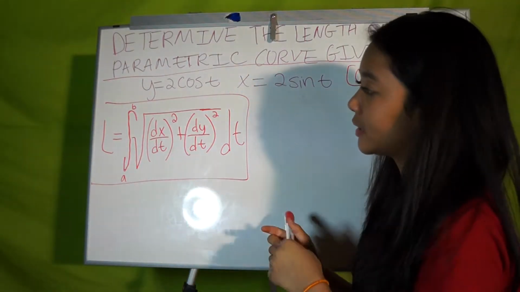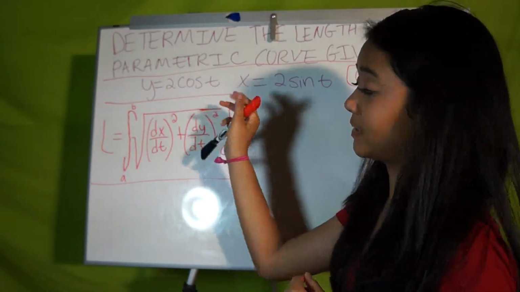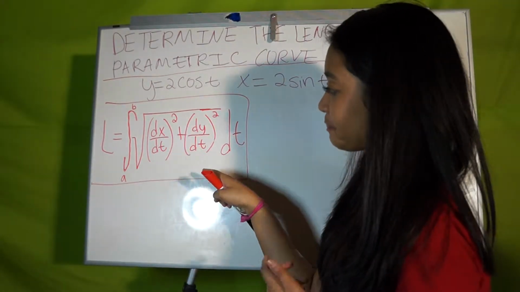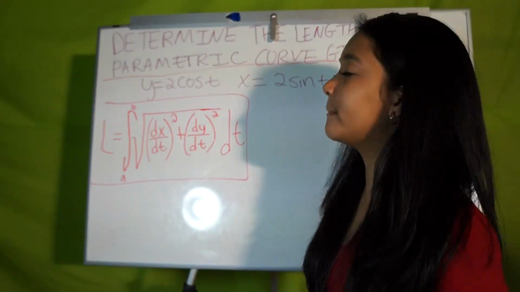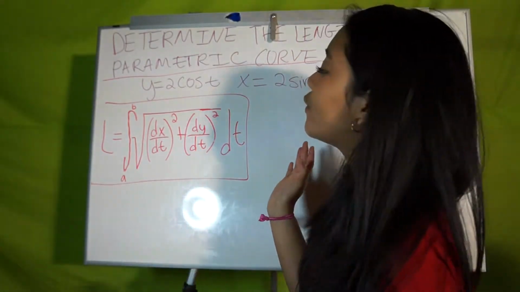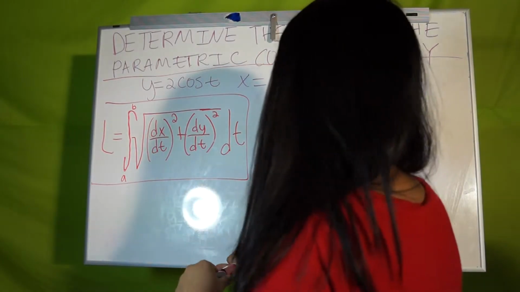Basically all you're doing is taking a derivative of these parametric equations, squaring them each, adding them, then integrating. But people have trouble with that, so I'm going to help you with that today. Alright, let's just get started.